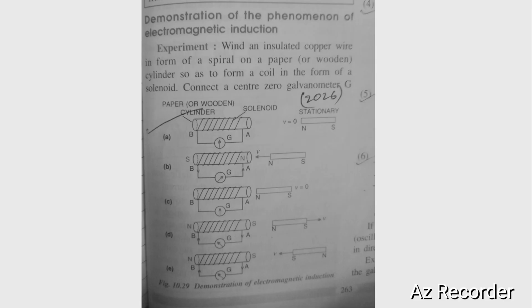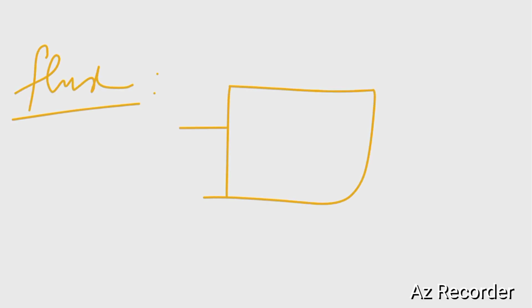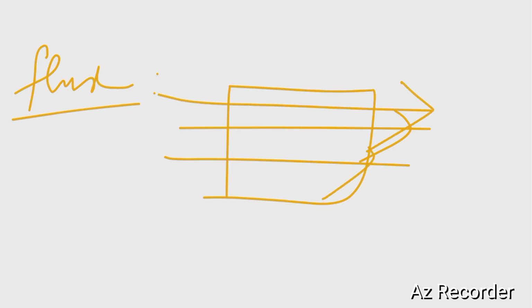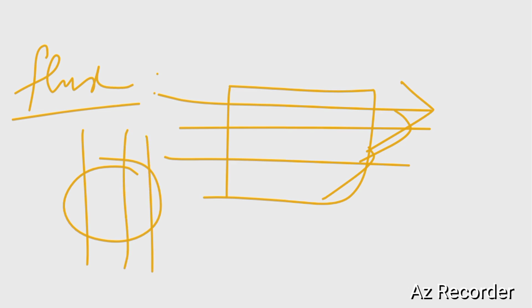Okay, so before getting on to the basics or the theory portions, let's try to understand what is meant by magnetic flux. Flux is basically the number of magnetic field lines which is linked with a coil, or the number of magnetic field lines passing through a given surface. Okay, the number of magnetic field lines passing through a given surface is called as the magnetic flux linked with that coil. Okay, so this is the basic concept which you have to keep in mind.